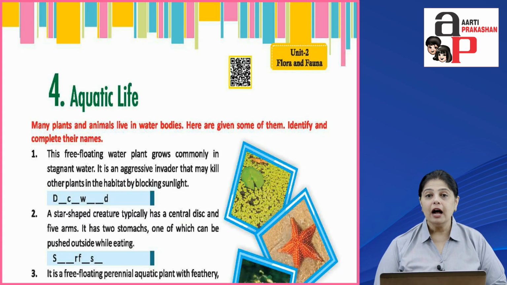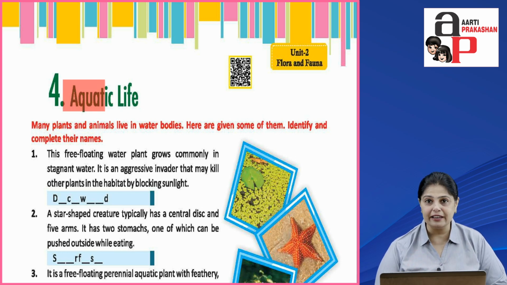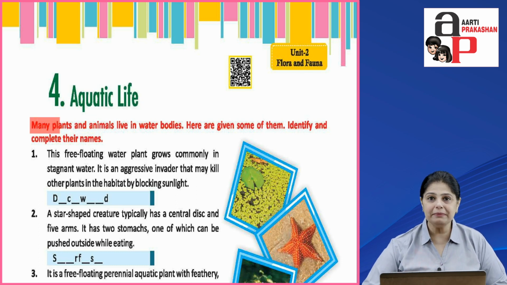So children, in GK, we talk about so many different topics, isn't it? It is like a one-stop shop where we get knowledge about something which may not be included in our other textbooks as well. So children, let's look at something called aquatic life, which is a part of our science in this chapter. Alright, so many plants and animals live in water bodies.